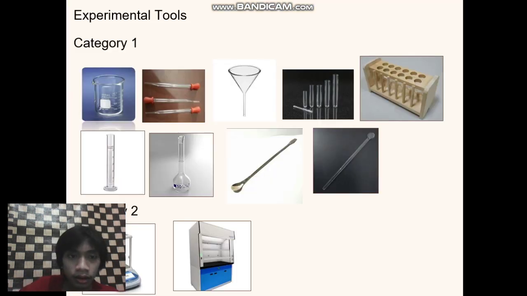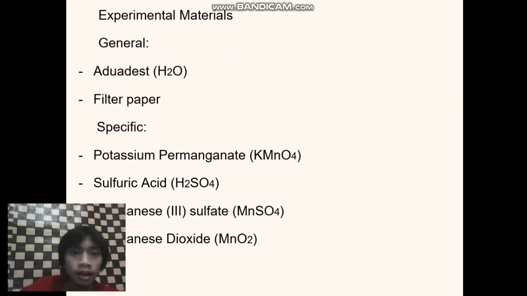Experimental tools. Category 1: beaker glass, drop pipette, funnel, test tube rack, measuring cup, measuring flask, spatula, stirring rod, and category 2: analytical balance and fume hood. Experimental materials. General materials: aquades and filter paper. Specific materials: potassium permanganate, sulfuric acid, manganese sulfate, manganese dioxide, and KOH.